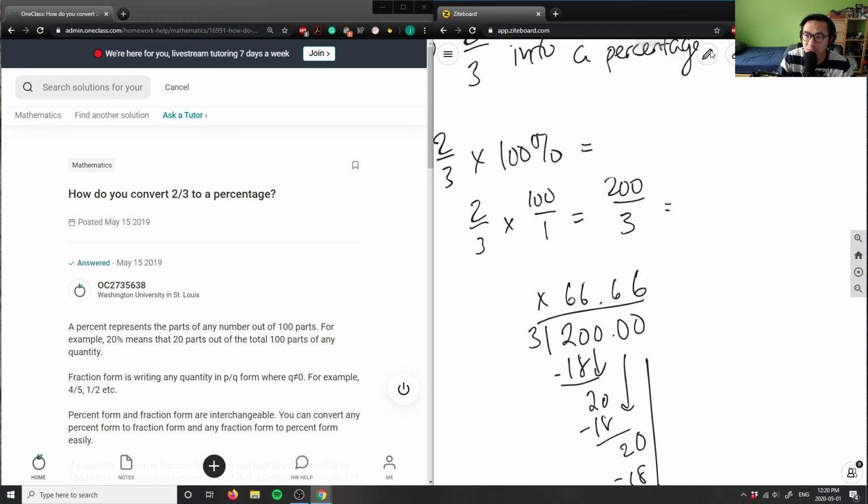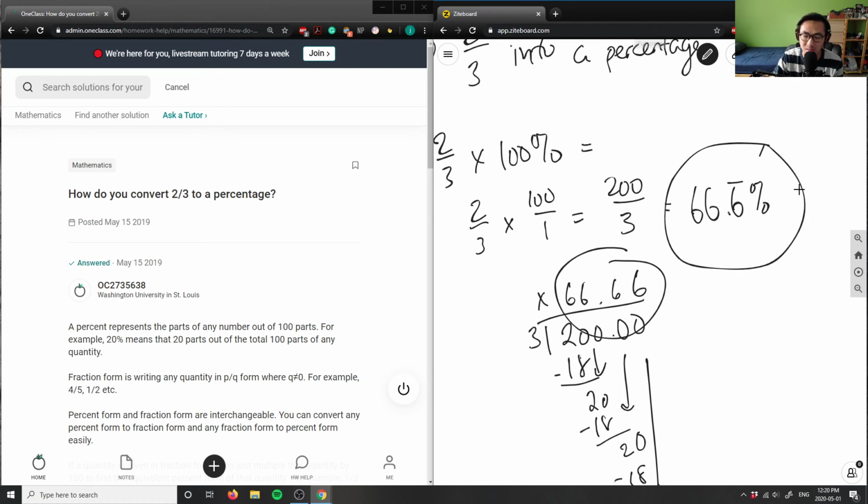So basically what percentage do I have here? I'm going to get this percentage here. It's going to be 66.6 bar percent here, and the bar just means that the 6s are repeating here. So this solution is 66.6% here.